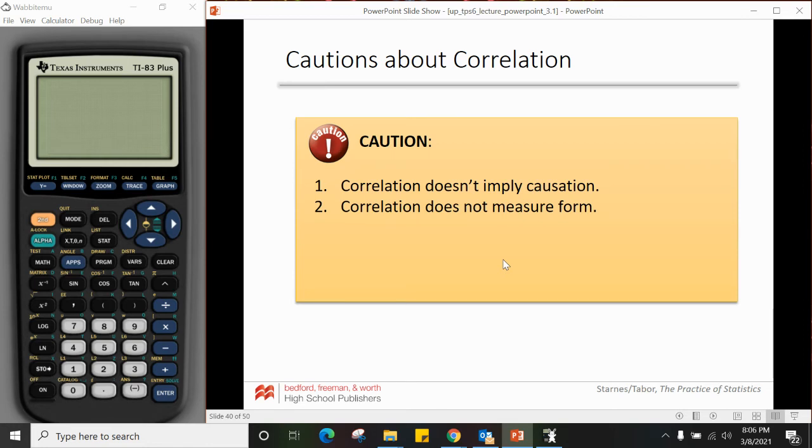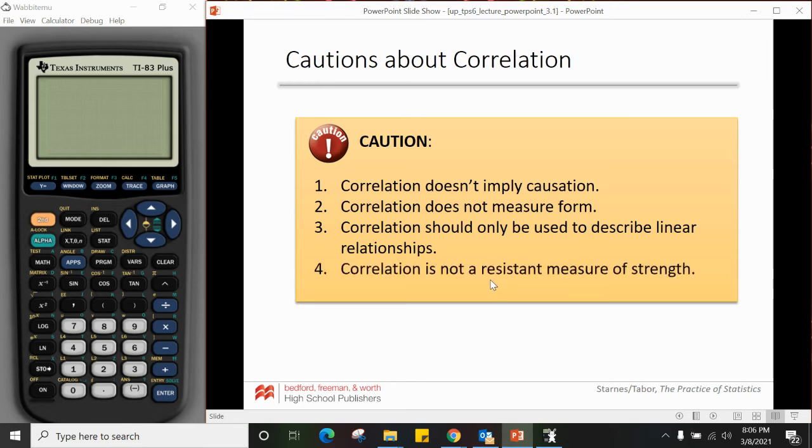Correlation does not tell us the form. It does not tell us if something's linear or not. Remember, you can only use correlation if you already know it's linear. If you don't know it's linear, the correlation doesn't make sense to be used. And like I said, it should only be used for linear relationships. So you must know it's linear, and then you can use correlation. If you don't know it, you don't know anything about the form.